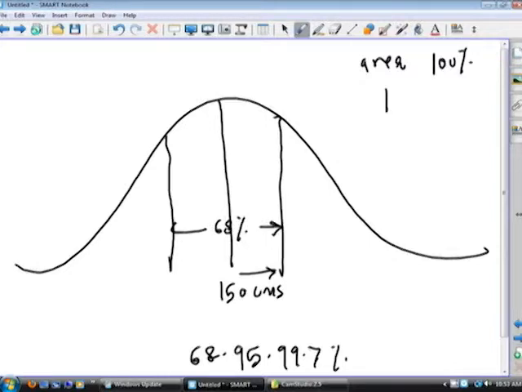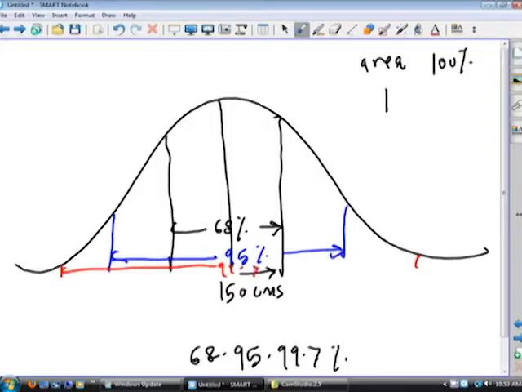If we move 2 standard deviations on either side, the area covered by the observations under the curve is 95%. And if we move 3 standard deviations on either side, the area covered is 99.7%. Now this is the rule, and let's say we will discuss about the figures.